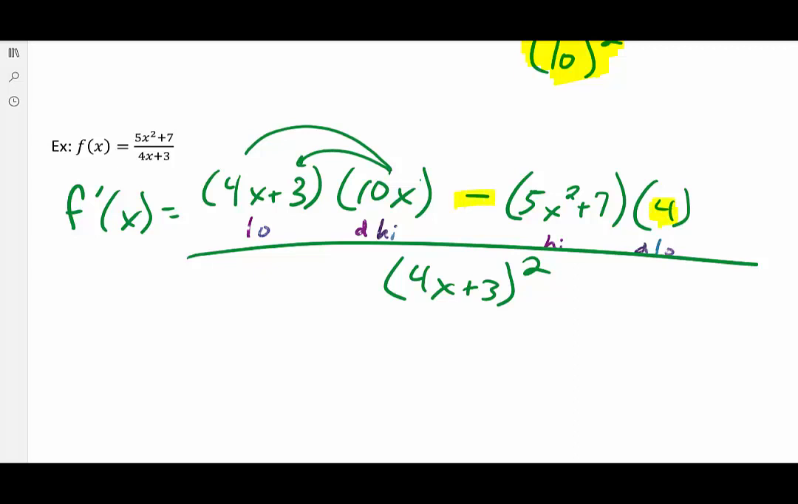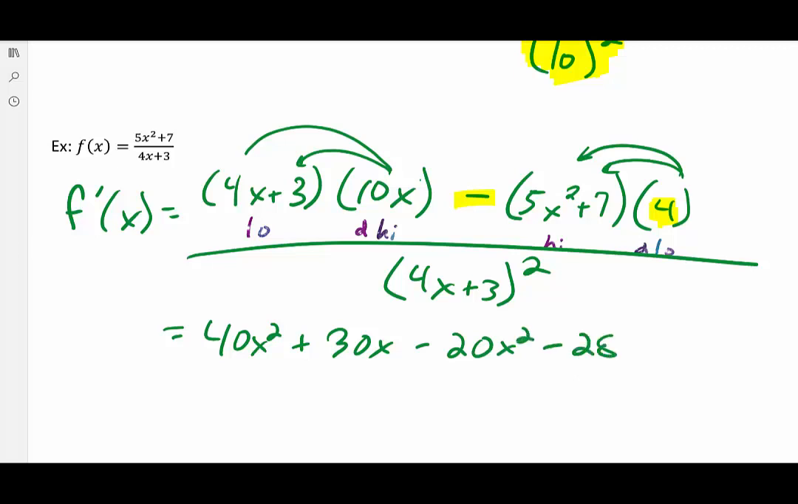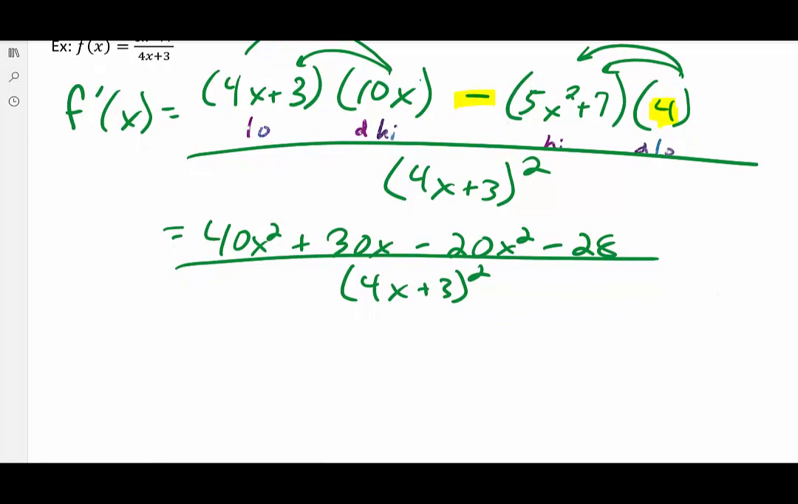So here we go. 10x times 4x, that's a 40x squared, plus 10x times 3 is 30x. And now let's distribute that negative 4. Negative 4 times a 5x squared, that's a negative 20x squared. And a negative 4 times 7 is a negative 28 over, and do not FOIL out the 4x plus 3 squared. Let's just leave that alone. Combine like terms and we're done. 40x squared minus 20x squared leaves us with a positive 20x squared plus 30x minus 28 over 4x plus 3 quantity squared. Folks, that is your quotient rule, aka the yodel.